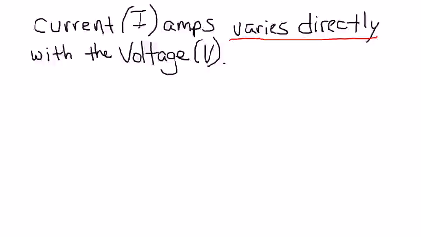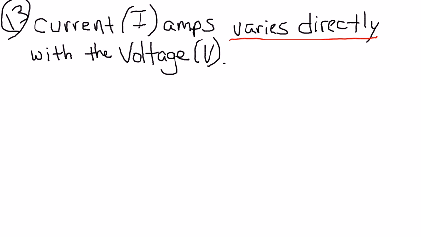Alright, I'm going to run through a couple of homework problems from last night. We're going to start with problem number 13. It said the electric current, which is measured in amps in a circuit, varies directly with the voltage, V.